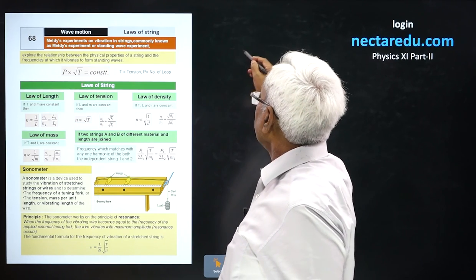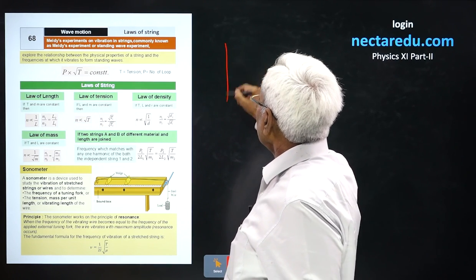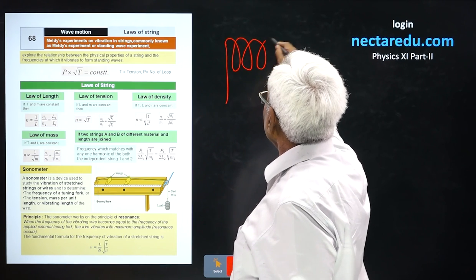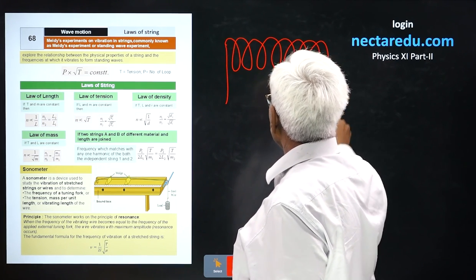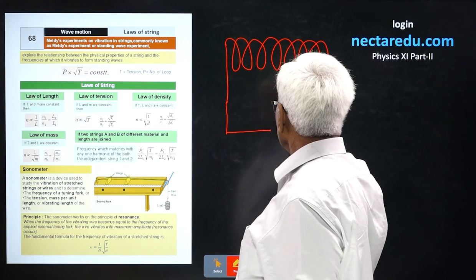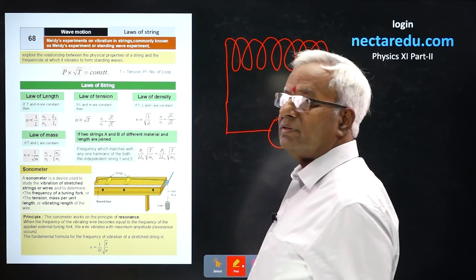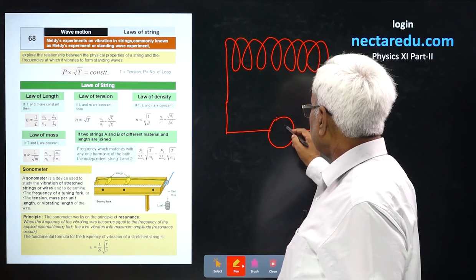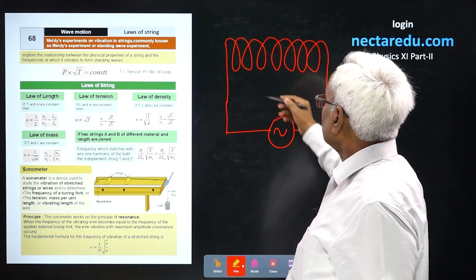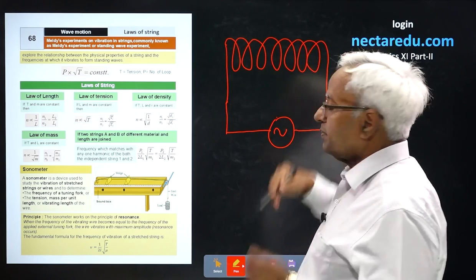Melde's experiment. Melde's experiment is something to do with stationary waves. This is a solenoid connected with an AC source. Alternating waves are produced here.